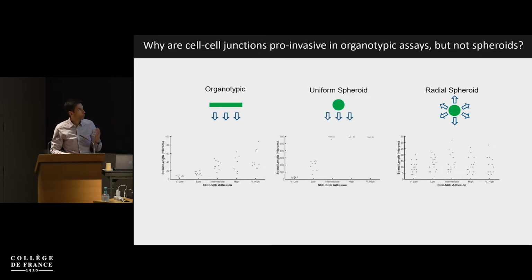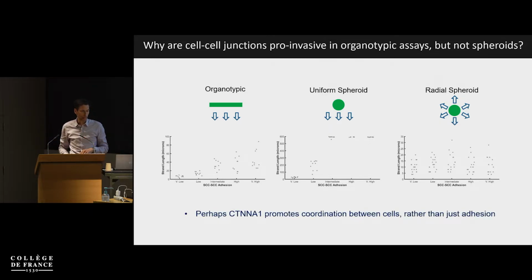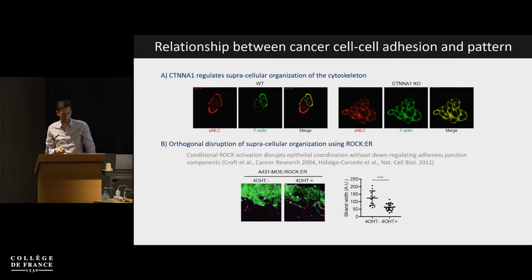But obviously it's a model, so we can play around with it in ways that are very difficult to achieve experimentally, and we can make it initiate as a spheroid but with a uniform gradient, and now we get a very clear indication that the positive relationship between cell-cell adhesion and the extent of invasion comes back. Suggesting that perhaps what the cell-cell junctions are doing is actually promoting coordination between cells rather than just adhesion.